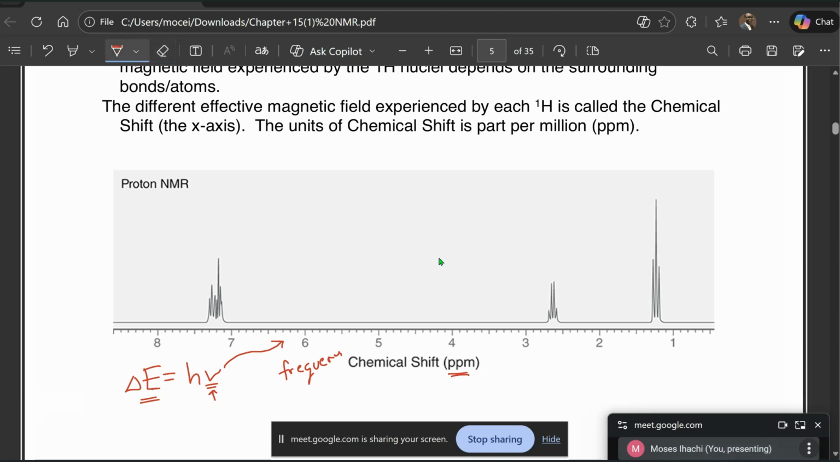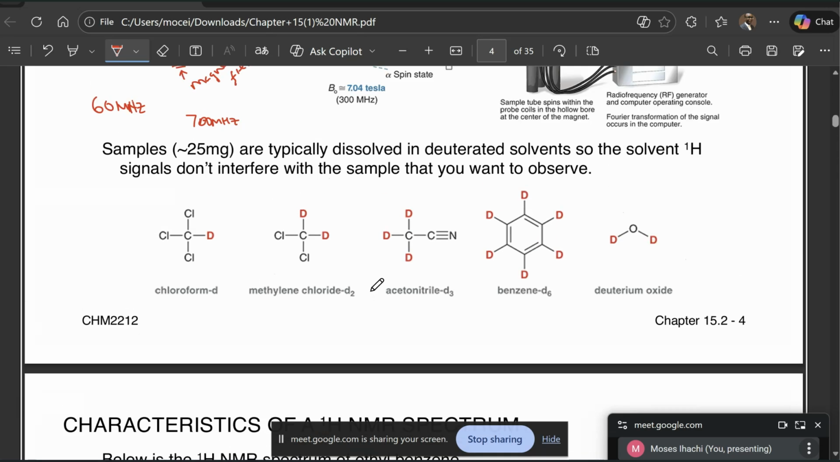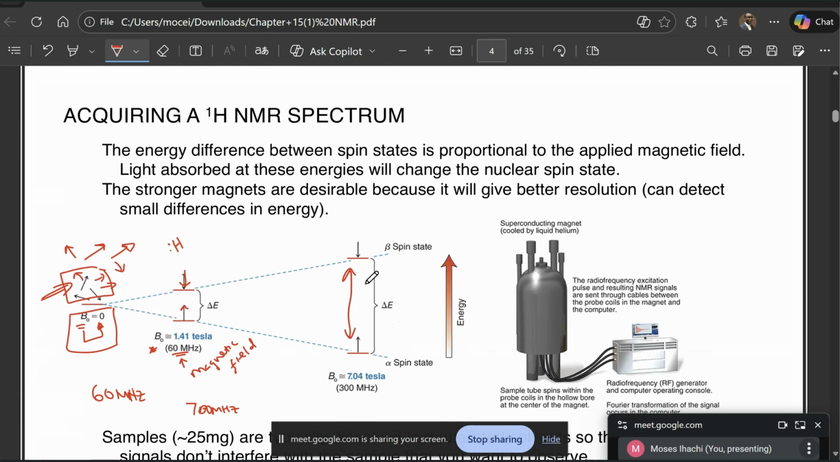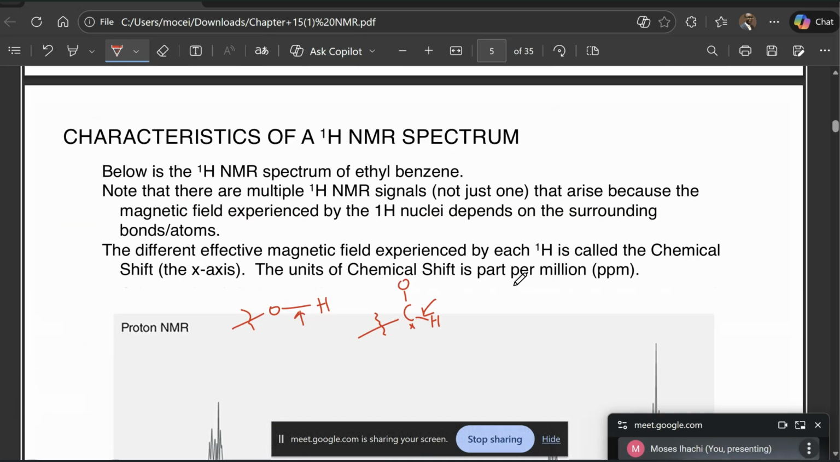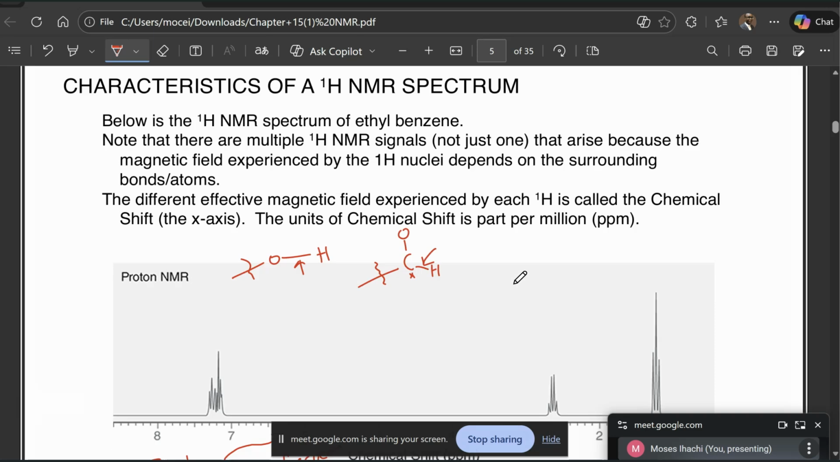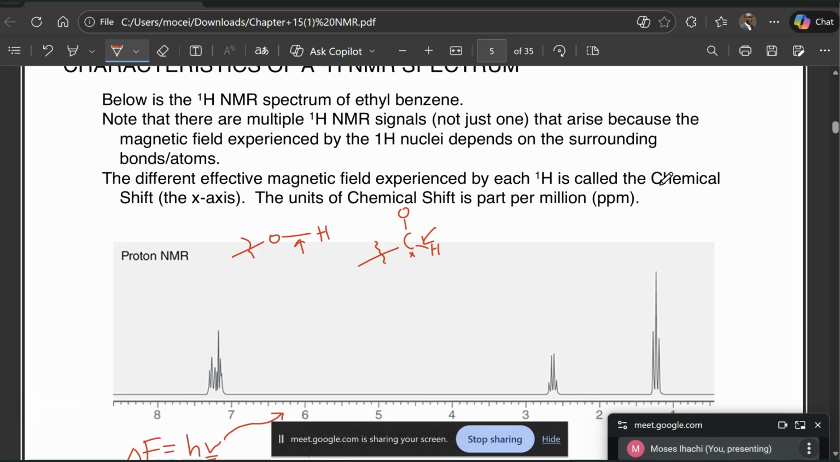Now, based on the environment of the hydrogen, if the hydrogen is on an oxygen, if the hydrogen is on a carbon and the carbon has an oxygen, if the hydrogen is sitting here, based on the environment, you will have these proton bonds responding differently to the magnetic field. Basically, what I'm saying is this delta E is going to be different, depending on what the hydrogen is attached to. Yeah, exactly.